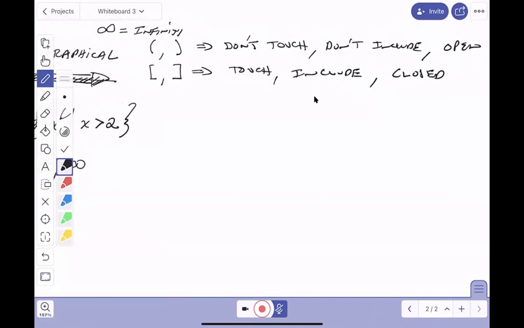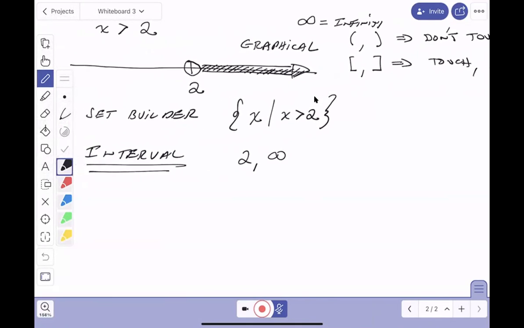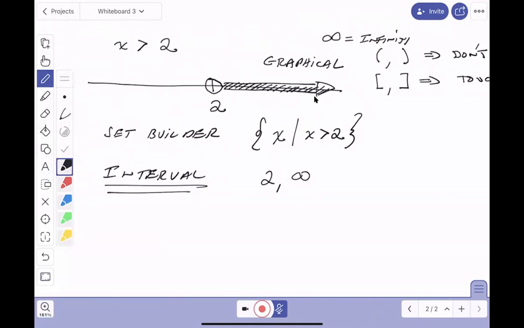Let's go back over here. I'm going to point it out to you. This is an open circle. We are not touching 2. We must be greater than 2. We're never equal to 2. We're greater than 2. It's on the left. So what symbol do we use? A left parenthesis.